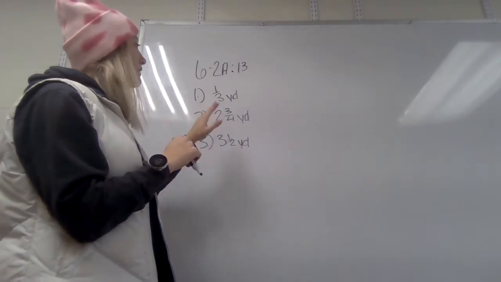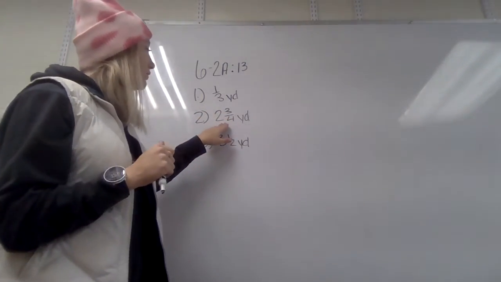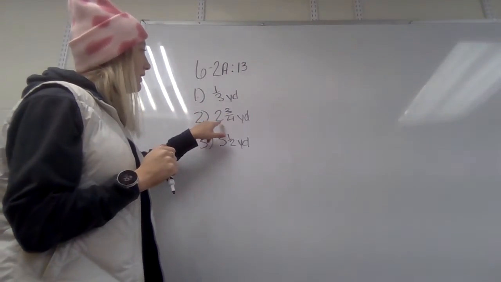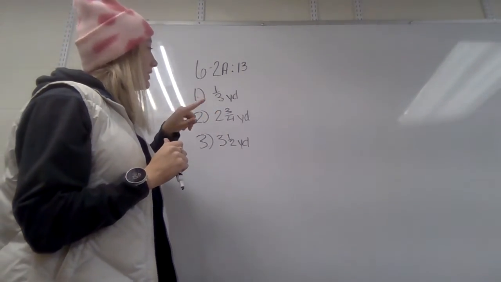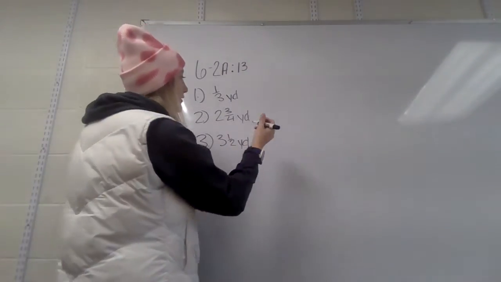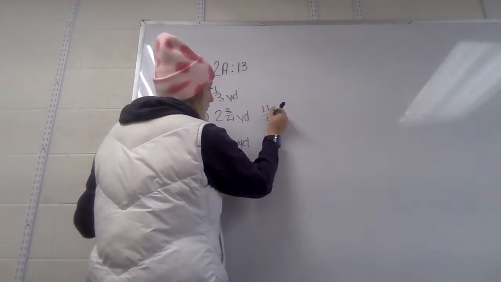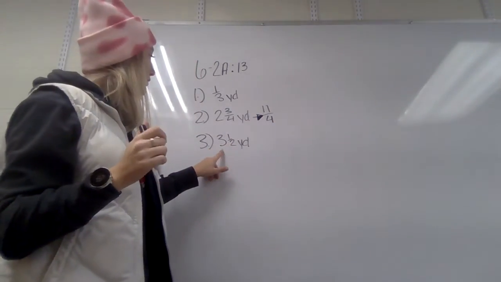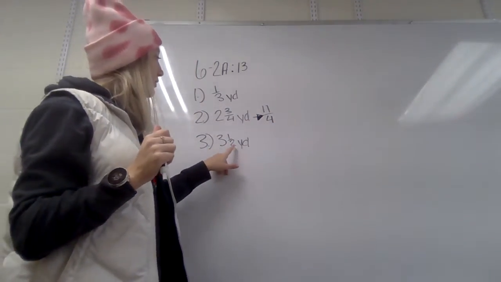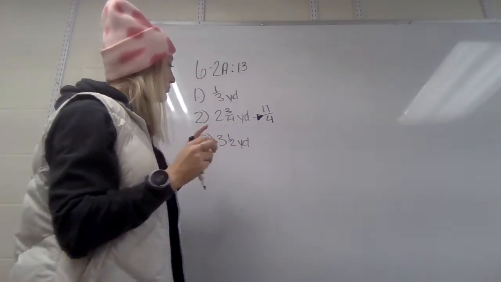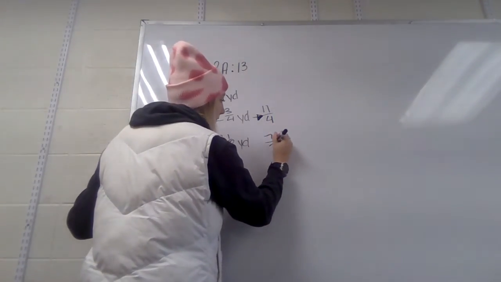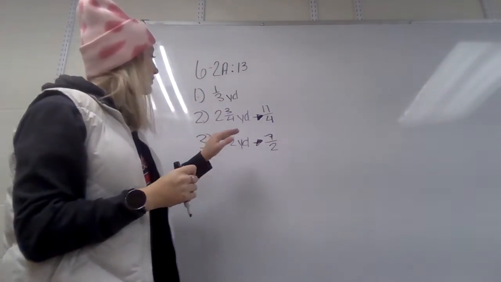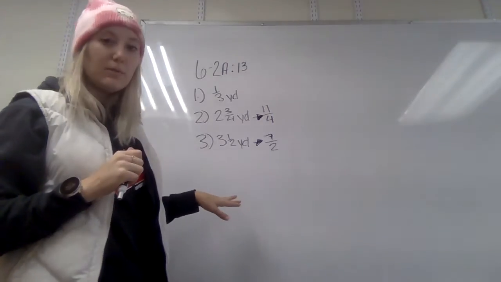1/3 stays the same, but 2 3/4 will change into, so 4 times 2 is 8. 8 plus 3 is 11. So it'll be 11/4. And then 3.5 changes to 3 1/2, which would be 3 times 2 is 6, plus 1 is 7/2. So now I have all of them as improper fractions.